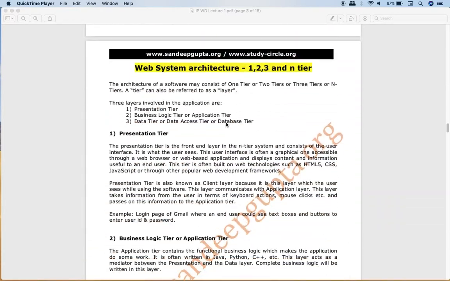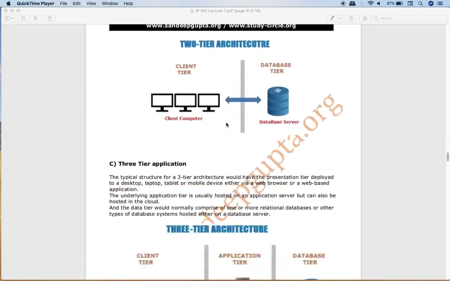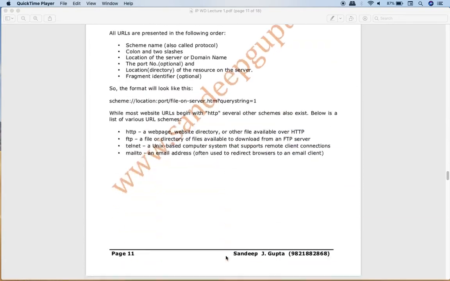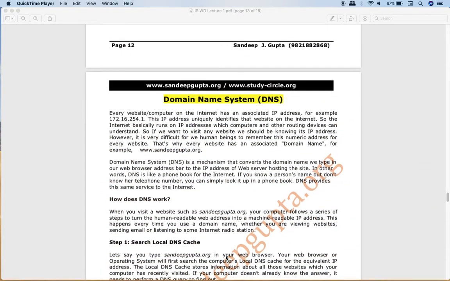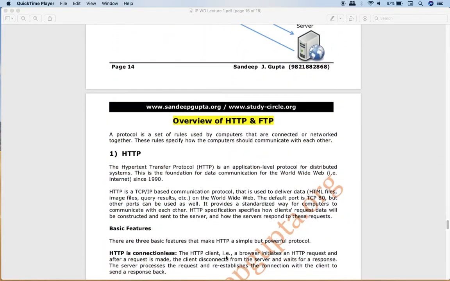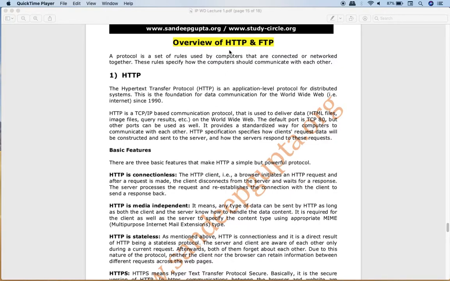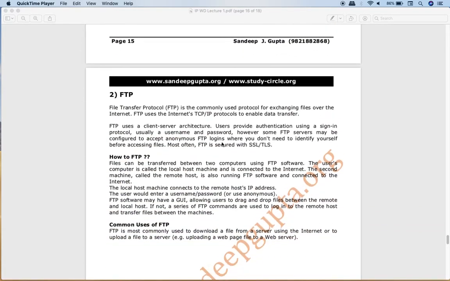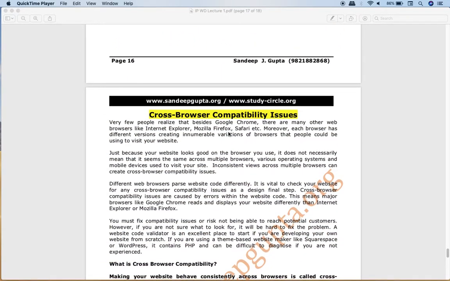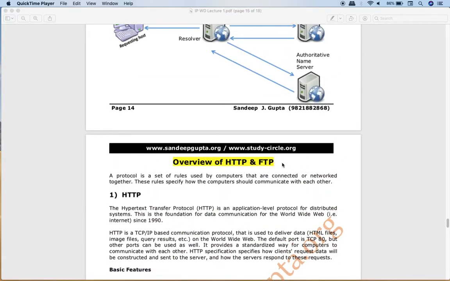Now, like this topic, there are two more topics which I am giving you for self-study because they are pretty simple and not so important. So another self-study topic over here is this overview of HTTP and FTP. I hope you know these two are the protocols. And one more self-study topic is cross-browser compatibility issues. So these two topics you may study later on, this one, and this one.